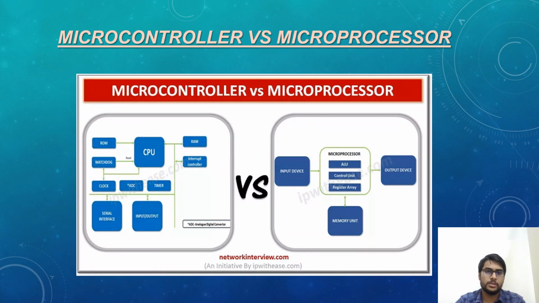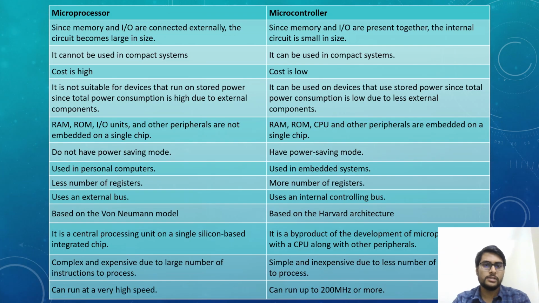Microcontroller versus microprocessor. This picture shows the architecture of the microcontroller and microprocessor. Microcontroller uses Harvard architecture and microprocessor uses the von Neumann model. This is the difference between microprocessor and microcontroller.